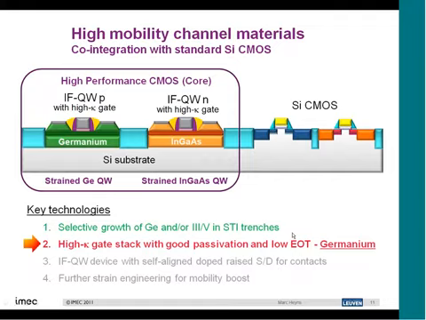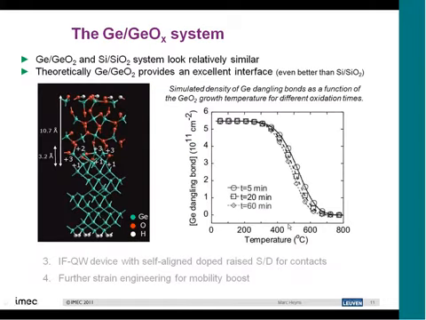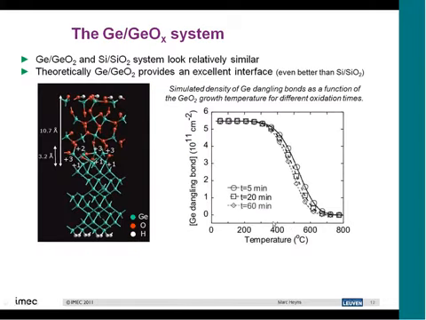Second problem is passivation. Why is passivation such a problem? Well, first of all, it starts with the germanium system. I think we know that the germanium oxide system looks pretty similar to the silicon dioxide system. If you look at this picture and you look at the kind of ab-initio modeling that people have been doing for silicon dioxide, it looks basically the same.